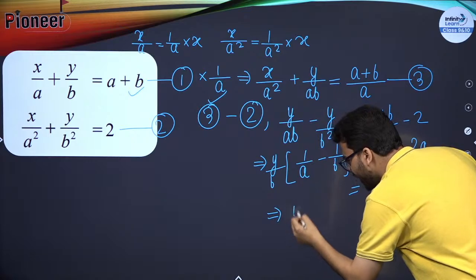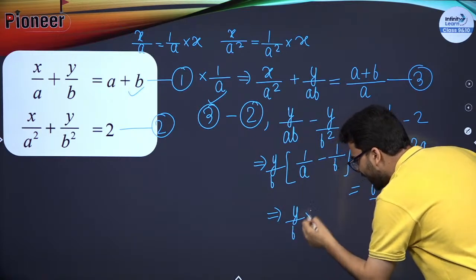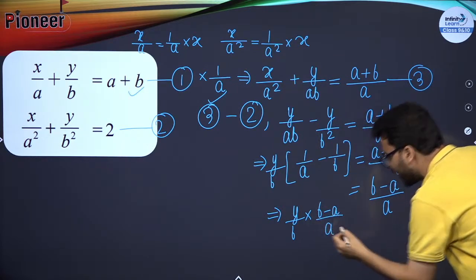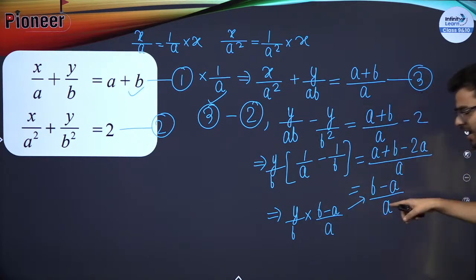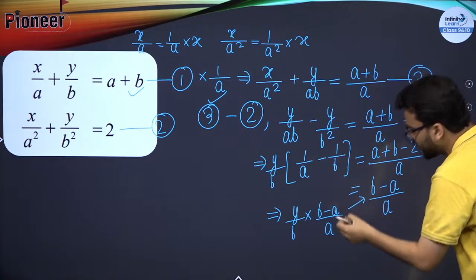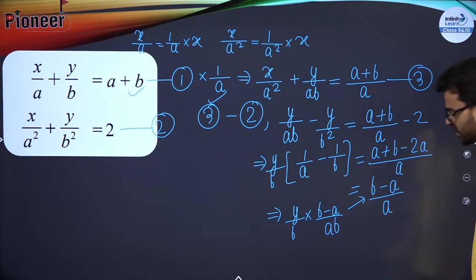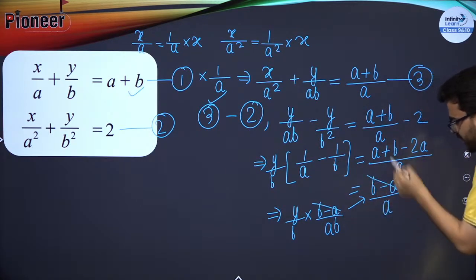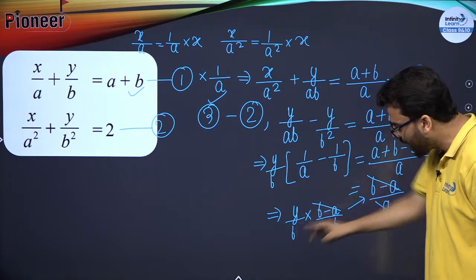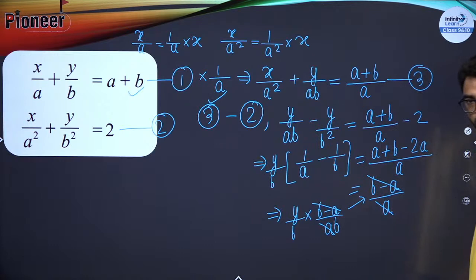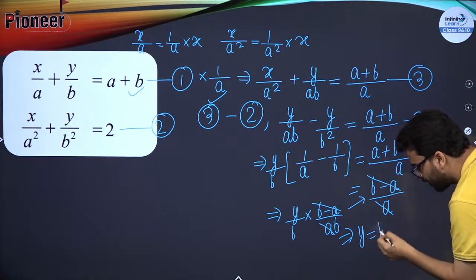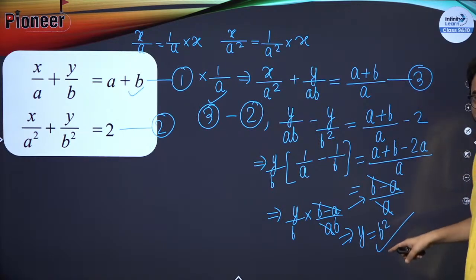So if I simplify, we'll get y by b, and if I take the LCM over here, we'll be getting (b minus a) upon a, and that is equal to (b minus a) upon a b, right? So you see, we can cancel out b minus a, and we can cancel out a and a over here. So we are left with y by b into 1 by b, and that is equal to 1. If I further solve it, I'll get y is equal to b square. So y is equal to b square is the answer over here.